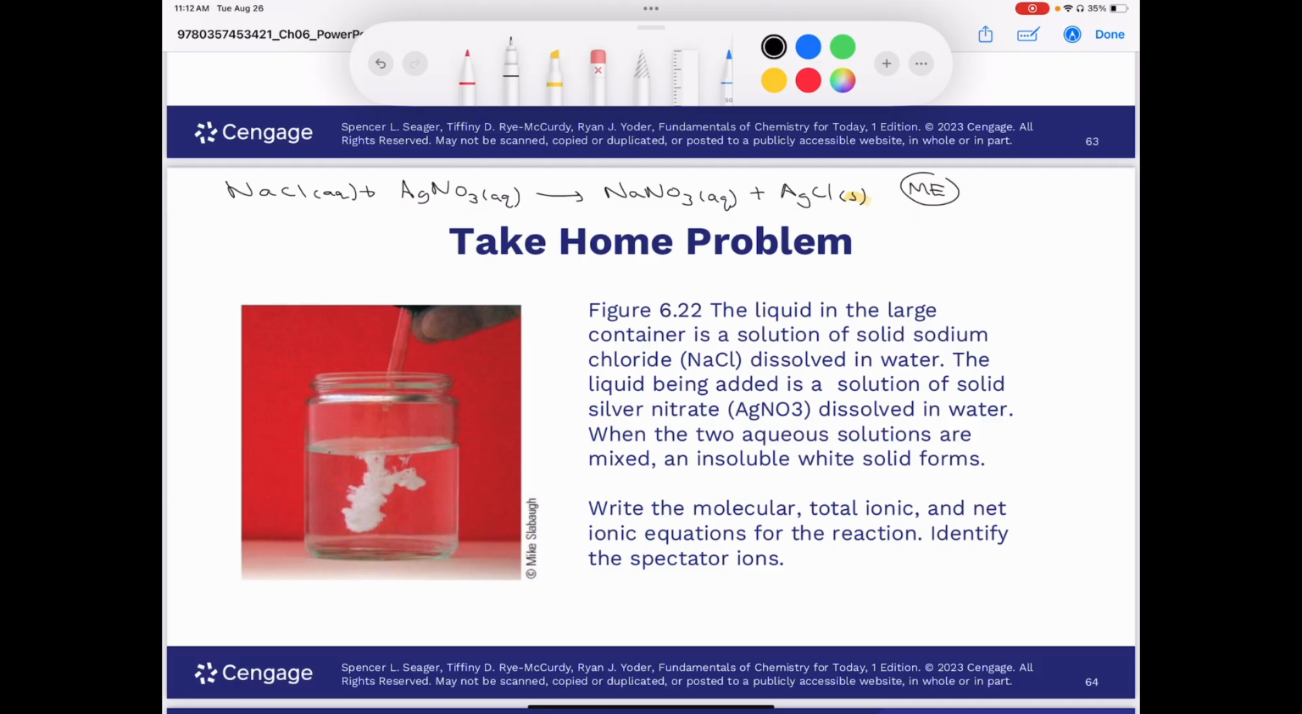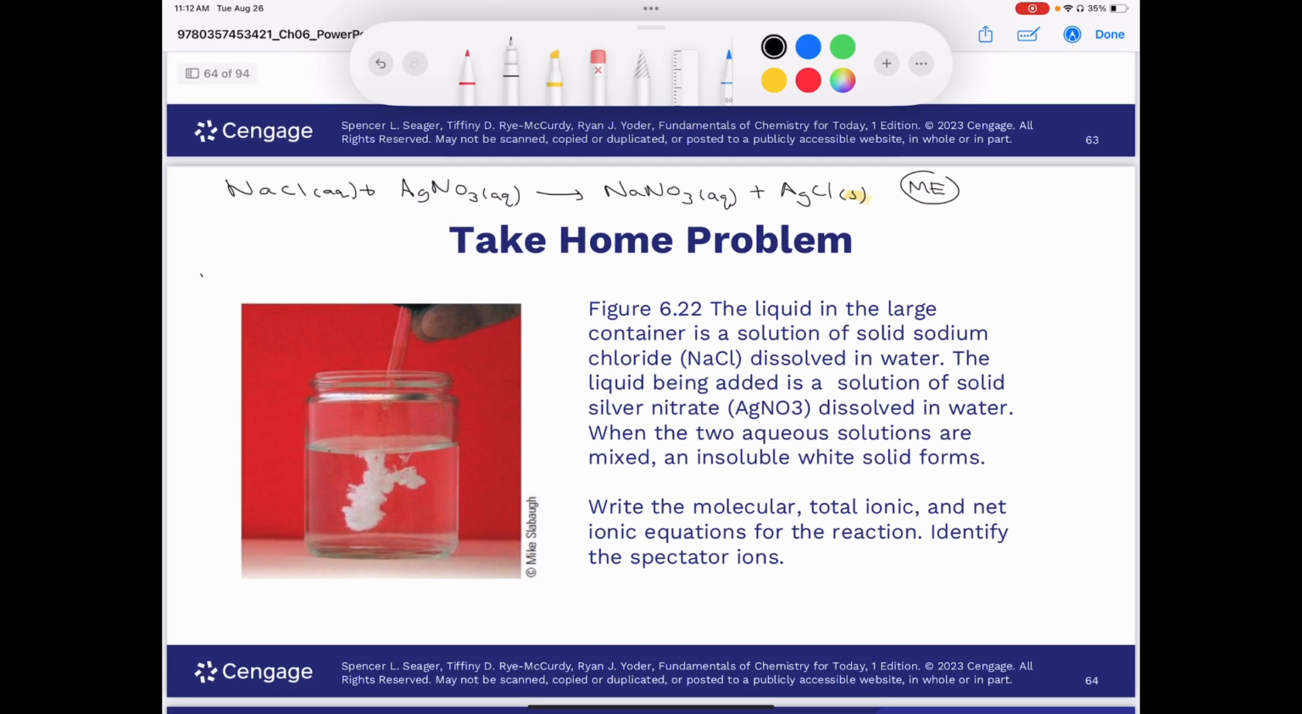But if I break everything down that's ionic or aqueous into its ions, I end up with sodium plus aqueous plus chloride aqueous plus silver plus aqueous plus nitrate aqueous, which gives us sodium plus from our sodium nitrate plus nitrate plus silver chloride, which is a solid. I don't break that apart into its ions because it's a solid. So this would be my total ionic equation.